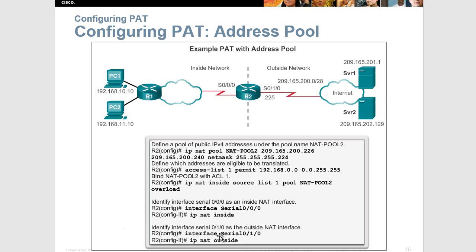If this were just one public IP address, then after we have IP NAT inside source list 1, we would just type interface serial 0/1/0, then overload, rather than NAT pool or pool not pool. We would just wipe this NAT pool out and type in interface serial 0/1/0 overload instead. Okay, hopefully that registers and makes some sense, at least.